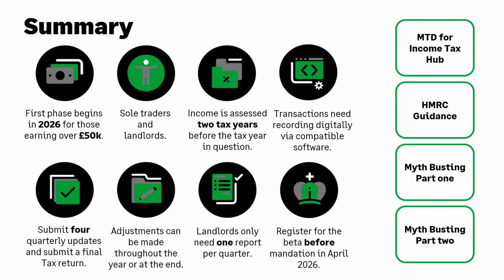But just to summarise, the first phase begins in April 26 for those earning over 50,000. This process is for sole traders and landlords. Income is assessed 2 tax years before the tax year in question. Transactions will be recorded digitally and submitted via compatible software. You will submit 4 quarterly updates and a final tax return. Adjustments can be made throughout the year or at year end. Landlords need 1 report per quarter, no matter how many properties.